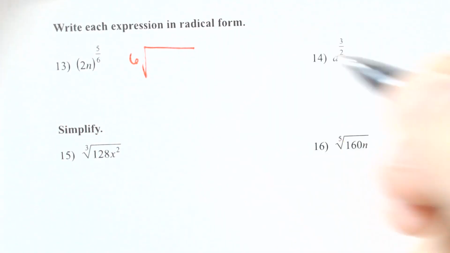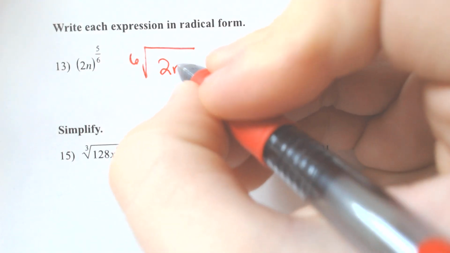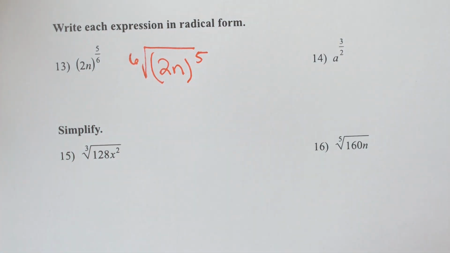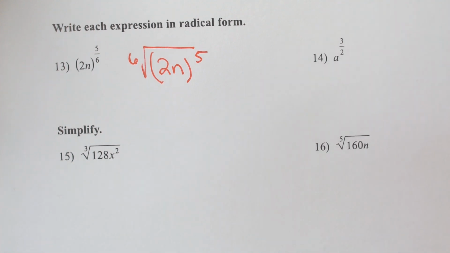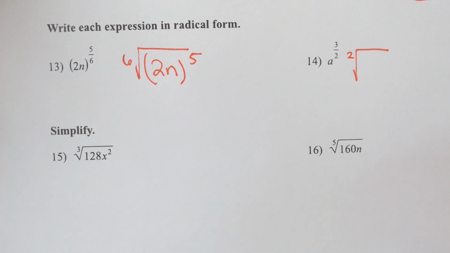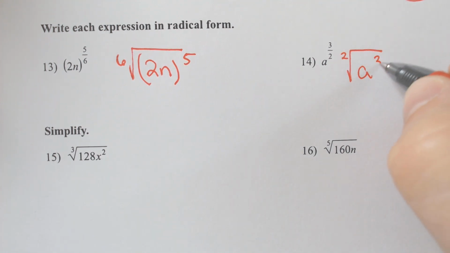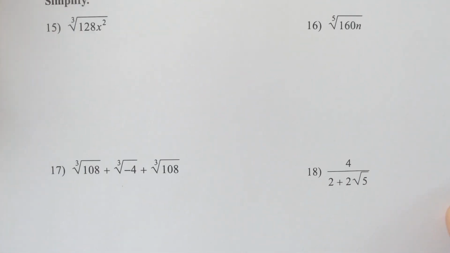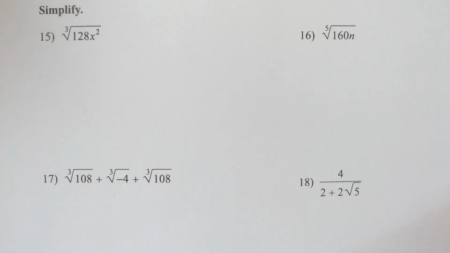13. We have the 6th root of 2n, quantity. So put it in parentheses to the 5th power. Done with 13. 14, we got the square root because that invisible 2. You don't need to write the 2. A to the 3rd power. Easy as that. 4 more and we're done. 4 more, these 4.